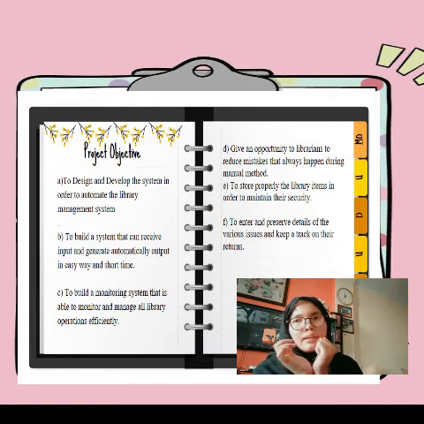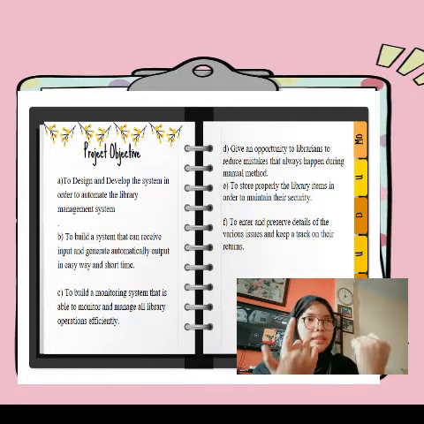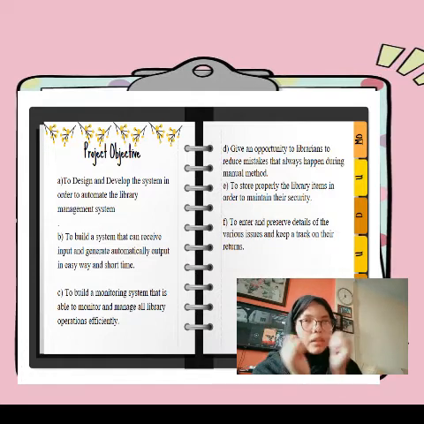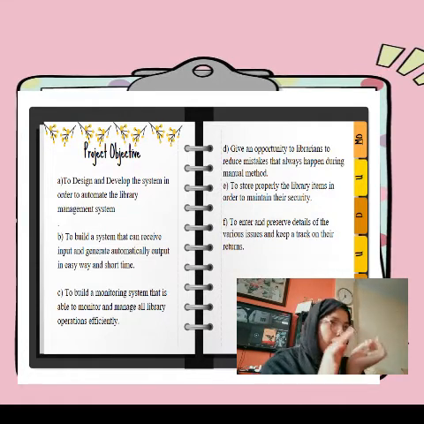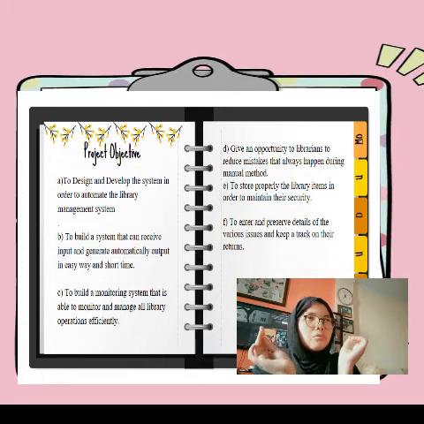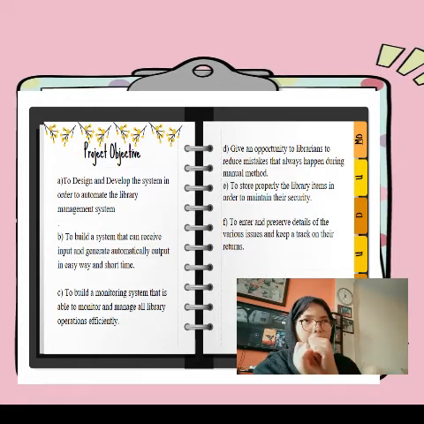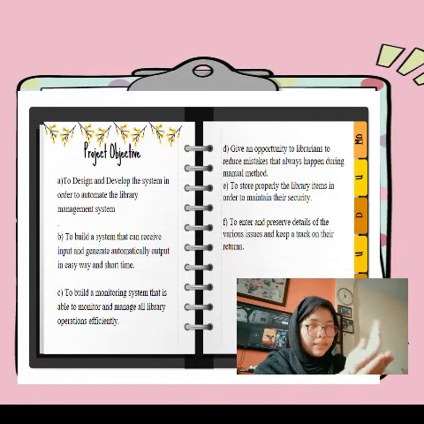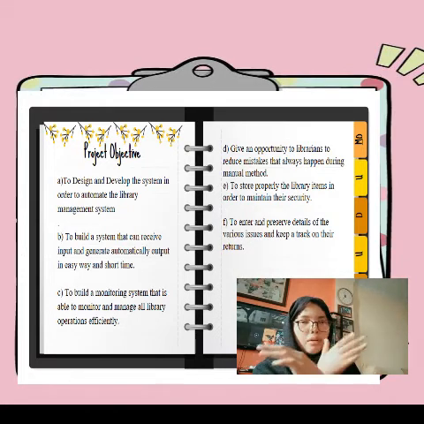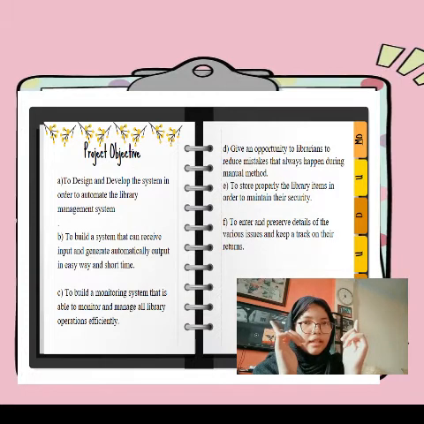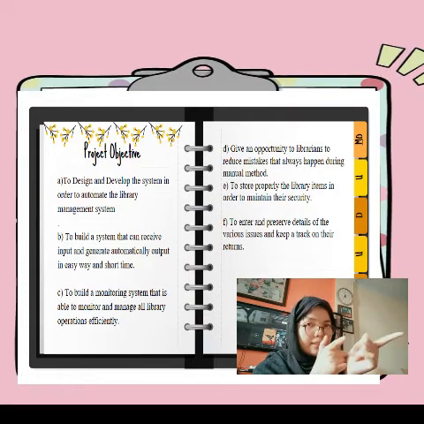And then this system will keep track of data about returning books. Specifically for a member who is lending a book, the system will keep track of the date when they lend the book and the date that they are supposed to return it. So the system will keep all of the data in the system.